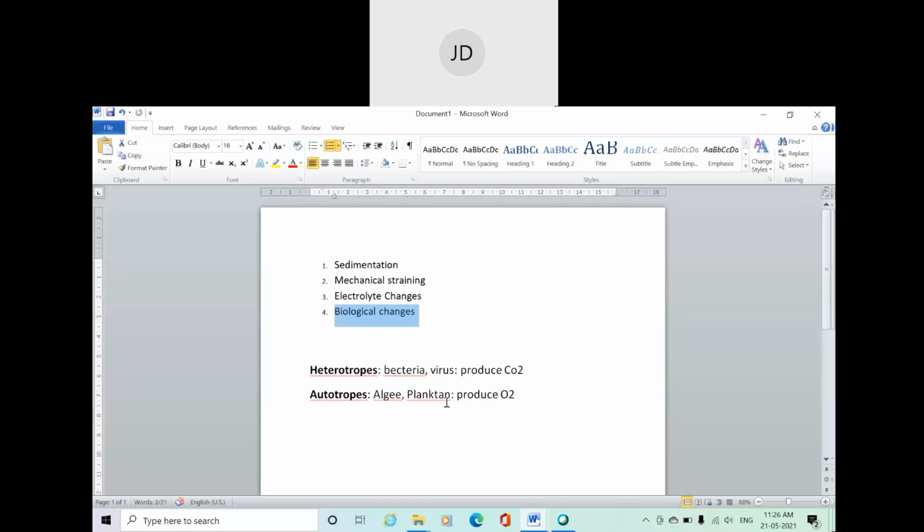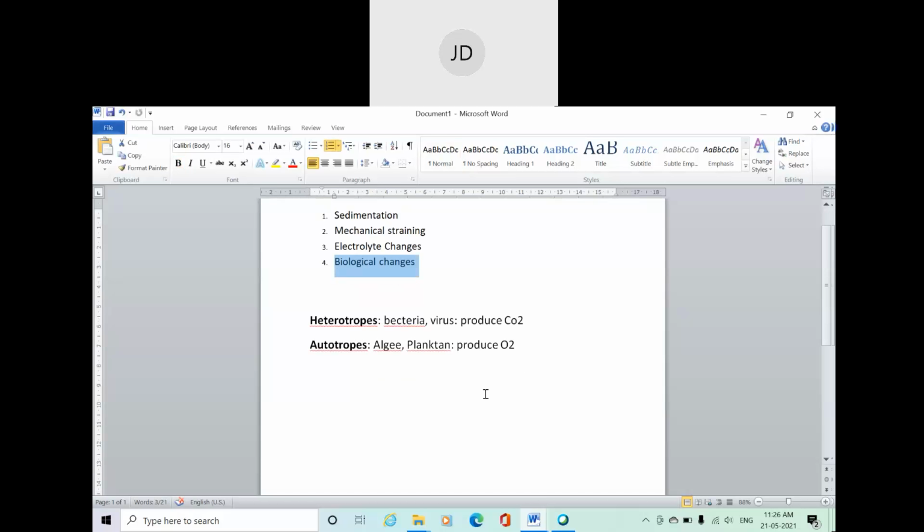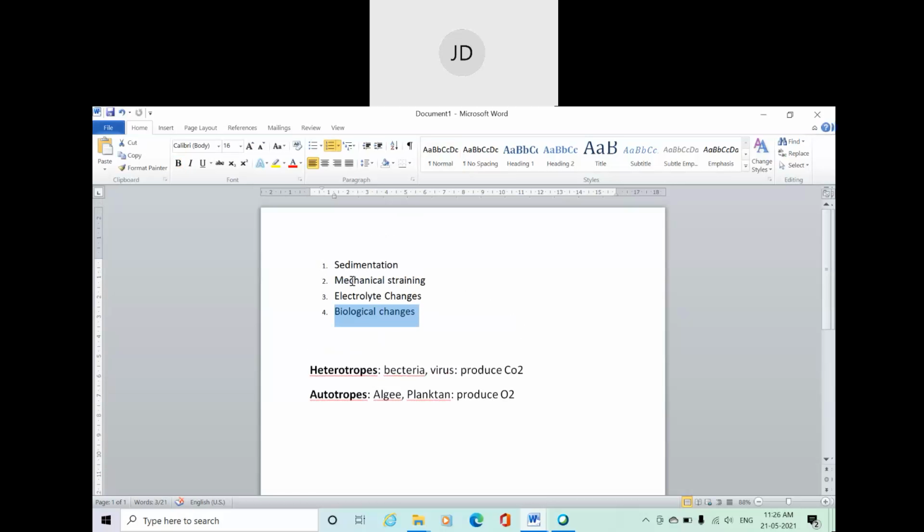Now, I already told you the gravity filter is basically divided into two types. One is the rapid sand filter, another one is the slow sand filter. Both the slow sand and rapid sand filters treat water based on these phenomena only. The slow sand filter mainly uses these biological changes for treating water, and the rapid sand filter uses the other processes for treating the water. Okay.